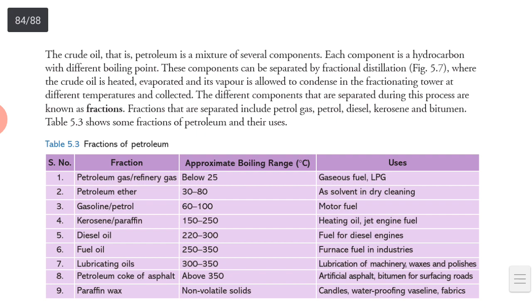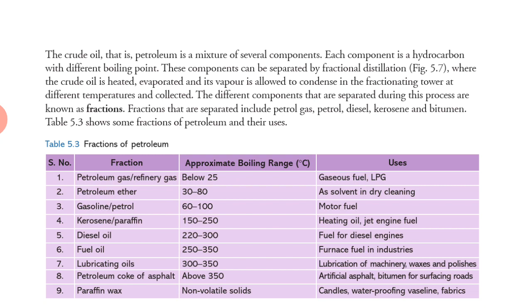The crude oil, that is petroleum, is a mixture of several components. Each component is a hydrocarbon with a different boiling point. These components can be separated by fractional distillation, where the crude oil is heated, evaporated, and its vapor is allowed to condense in a fractionating tower, and the components at different temperatures are collected. The different components are separated during the process known as fractions. You also studied fractions in mathematics, like 3 by 5.